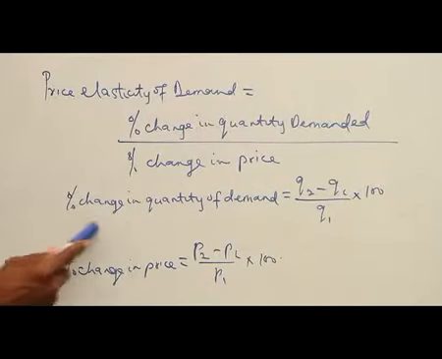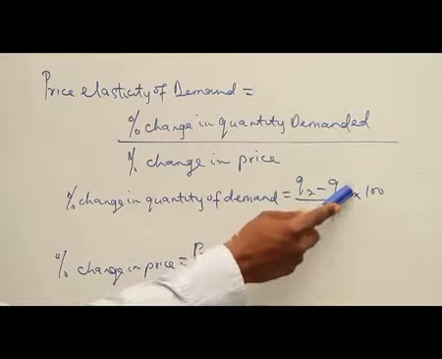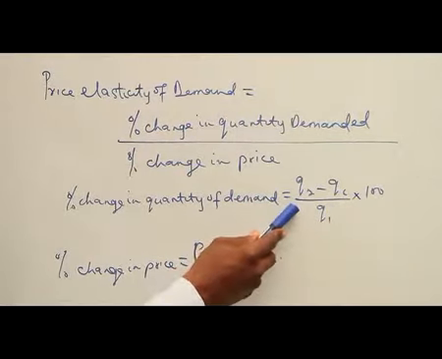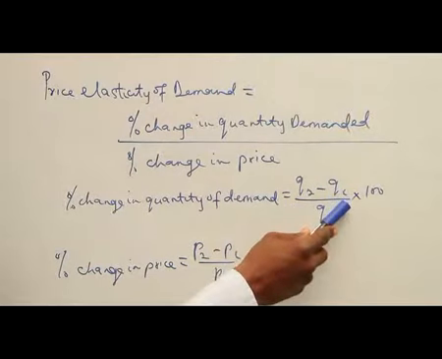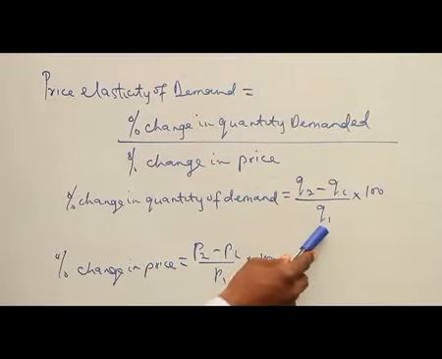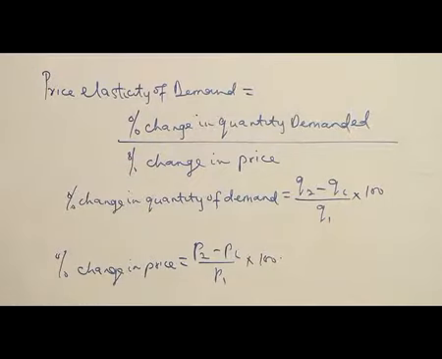So when you say percentage change in quantity demanded, it implies that Q2 minus Q1 divided by Q1 times 100. When we say Q2, we are talking about the present quantity of that particular commodity. And when we say Q1, we are talking about the past quantity of that particular commodity in question, divided by the past quantity of that particular commodity times 100 in order to know the percentage.